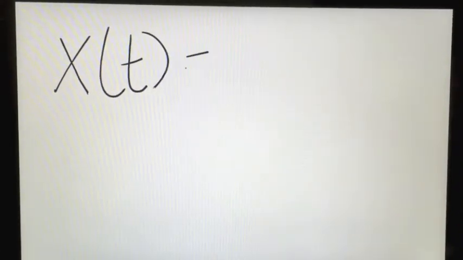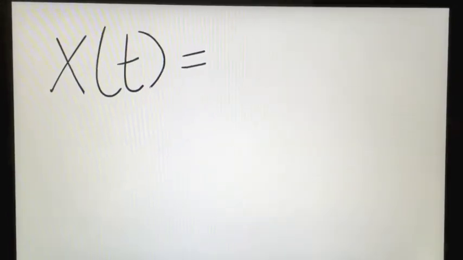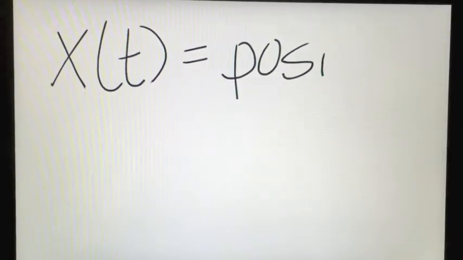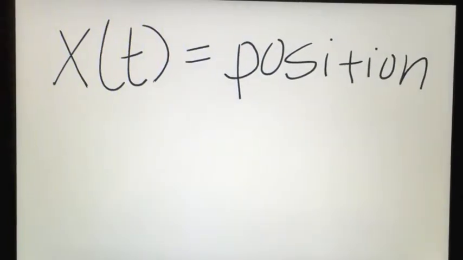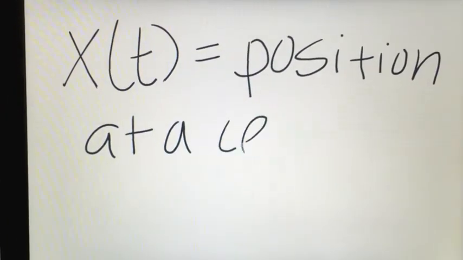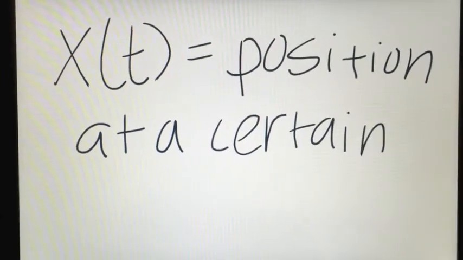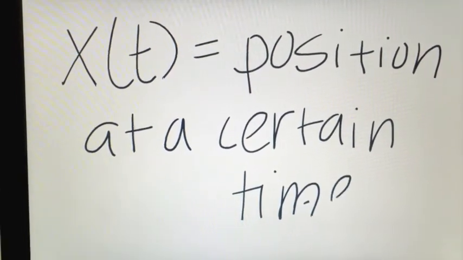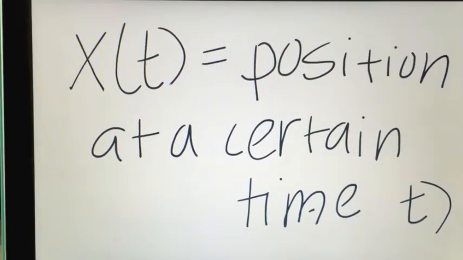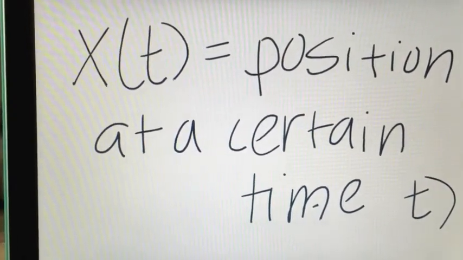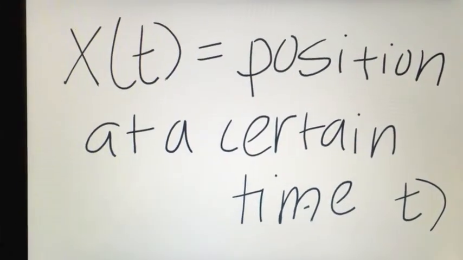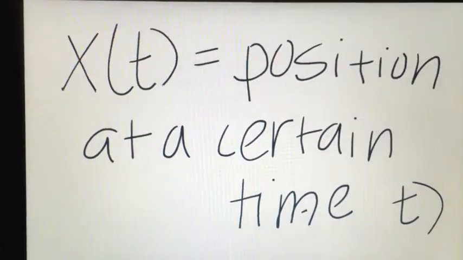Now we're gonna do how the derivative applies to real world problems. So x of t, when it gives you x of t, that means the position at a certain time, and time is equal to t. Does that make sense? Okay.